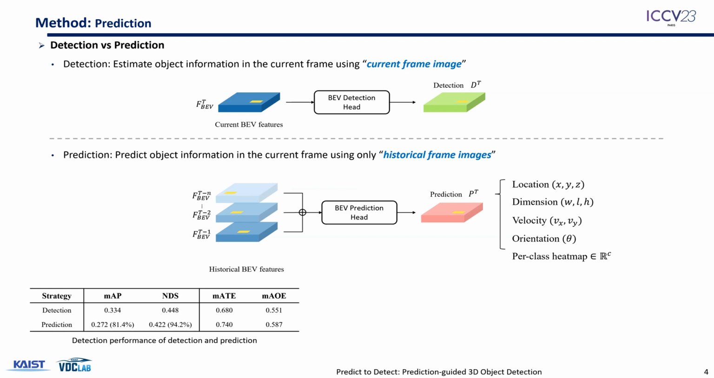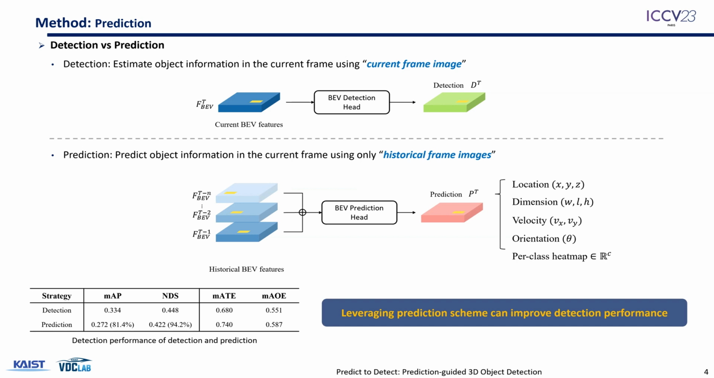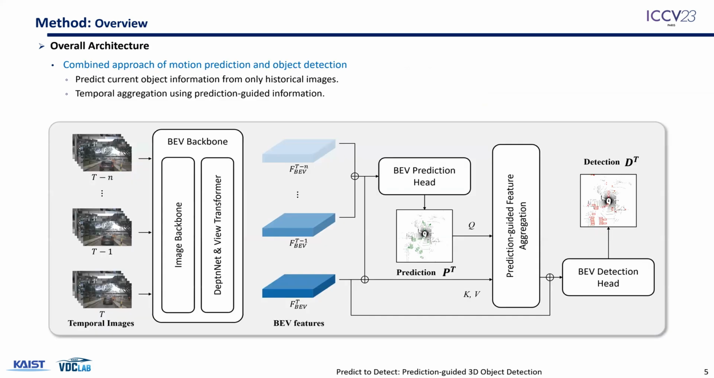And surprisingly, as shown in the table, prediction can achieve comparable performance to detection. This result highlights that leveraging prediction scheme can improve the detection performance.